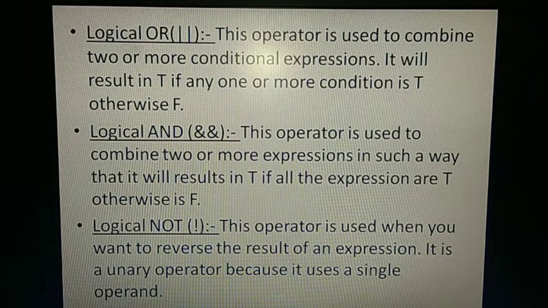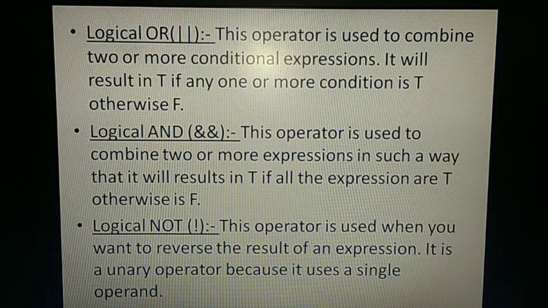Logical and is used to combine two or more expressions in such a way that it will result in true if all the expressions are true, otherwise it is false. Logical not is used when you want the reverse of the result of an expression. It is a unary operator because it uses a single operand.